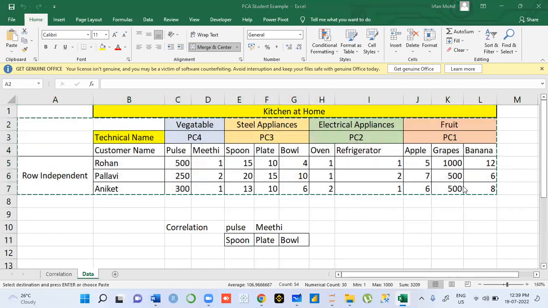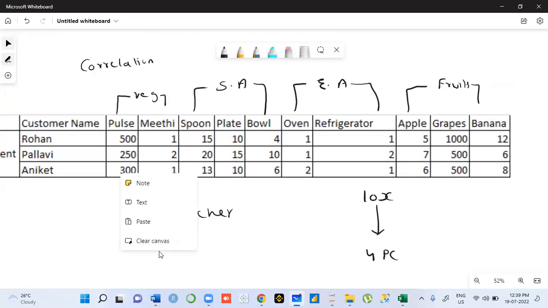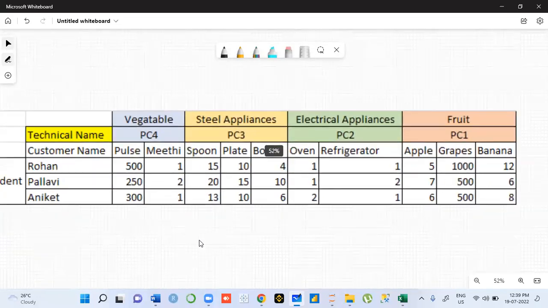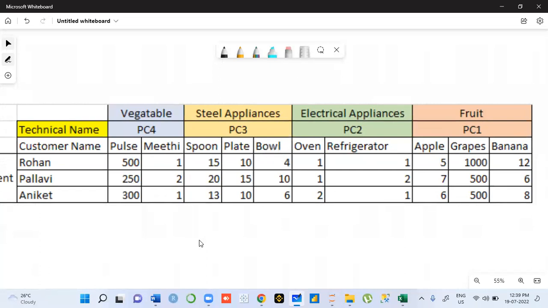You can see from your screen, okay. So I just club that. Pulses, methi, then steel appliances, electrical appliances. These are the names given by me, the naming ceremony. Technically, we call them PC1, PC2, PC3, PC4. Concept clear? So this clubbing is done based on correlation. Clear? Any question, please ask.